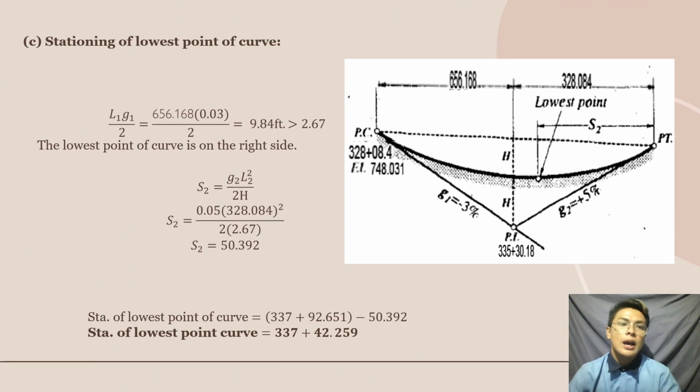Last is getting the station of the lowest point of the curve. Here's our given figure. We must first get our L1. L1 times G1 divided by 2 is equal to 656.168 times 0.03 divided by 2, which is equal to 9.84 feet, greater than 2.67. So the lowest point of the curve is on the right side, so we must get S2 equal to G2 L2 squared divided by 2H.